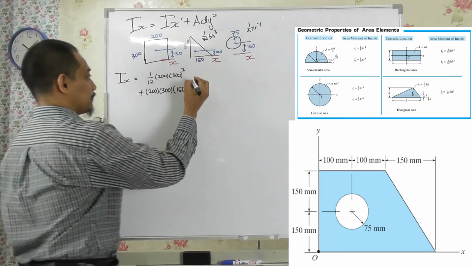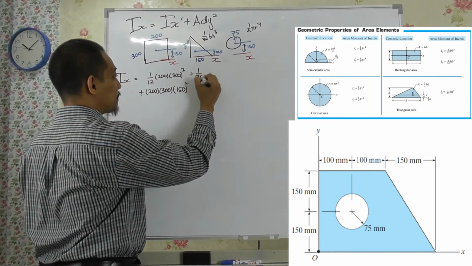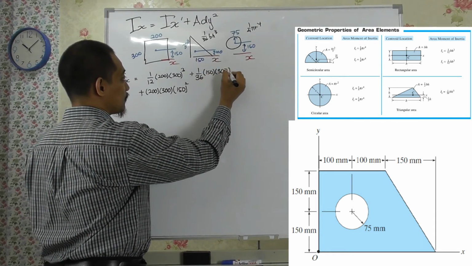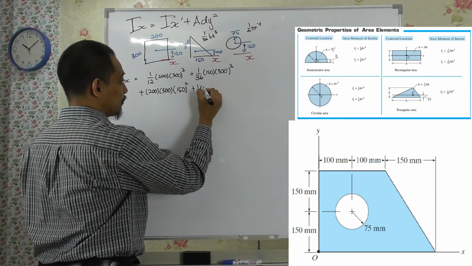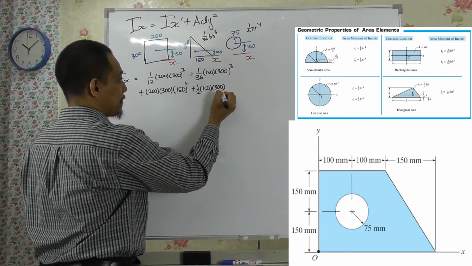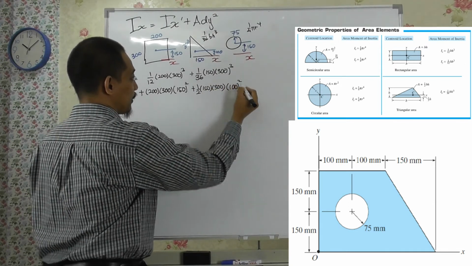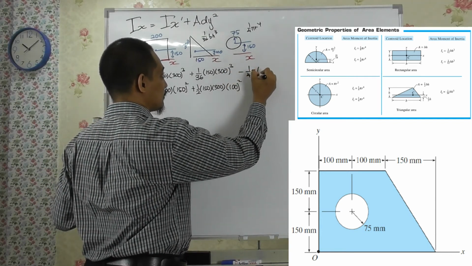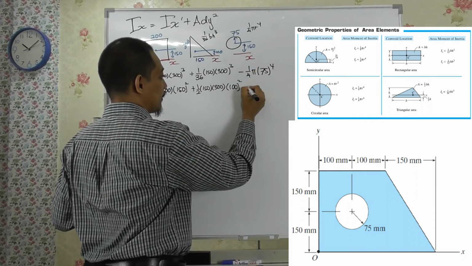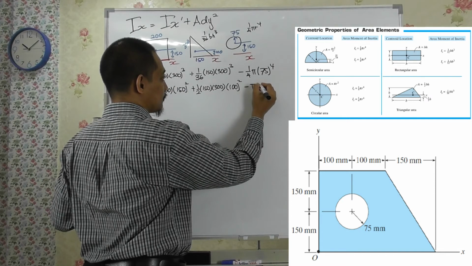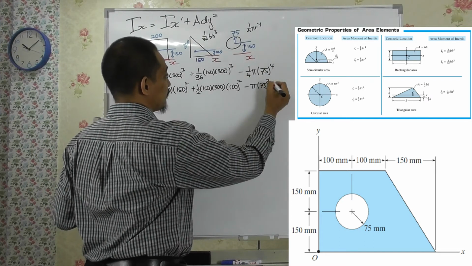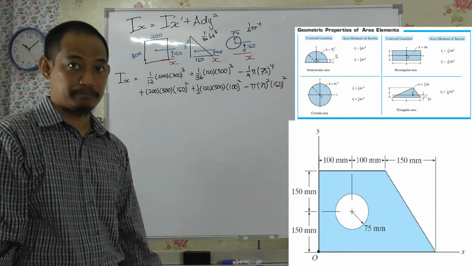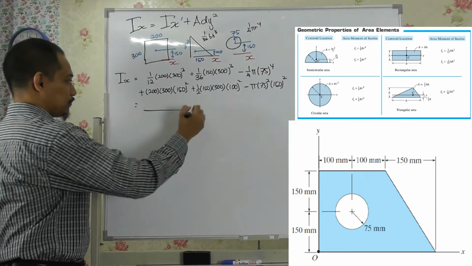Right? For this one, plus 1 over 36 BH cube, so 150 times 300 cube, and then plus area, half times 150 times 300, and then you have 100 square. And then here you have minus 1 over 4 pi 75 to the power of 4, and then minus pi r square, so pi 75 square, and then you have 150 square for the dy square. Right? So then you get your answer there.